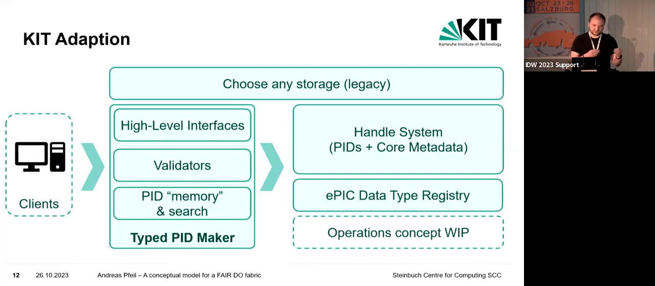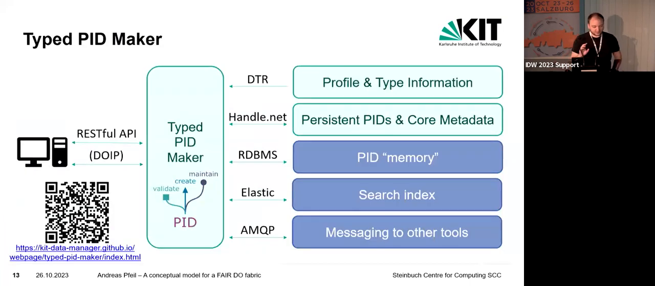And of course, as I said before, the connection between the services is done within this service. So the client doesn't have to care how to communicate with this storage system and that storage system to realize this task. Instead, it's implemented in one service. And we can also integrate into local services and lab tooling, as I will show on the next slide. So this is the Type PID Maker in detail. As you can see, there are the two green connections at the top. We have a connection to the data type registry, so that's DTR, and the connection to handle.net, where the PIDs and the core metadata reside.